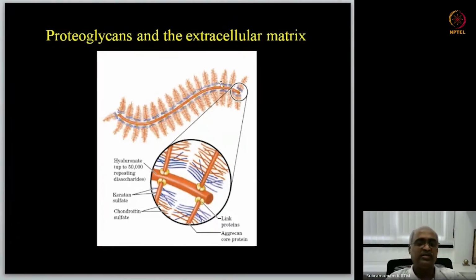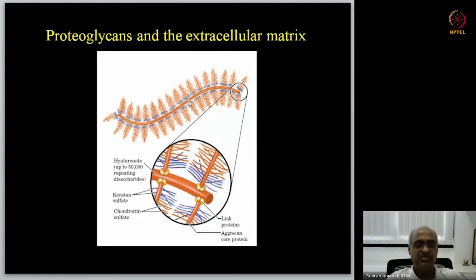And such long structures are a very, very integral component of the extracellular matrix, providing the structural characteristics of the extracellular matrix. So make sure you remember this structure. So this is how the bird's eye view big structure looks.